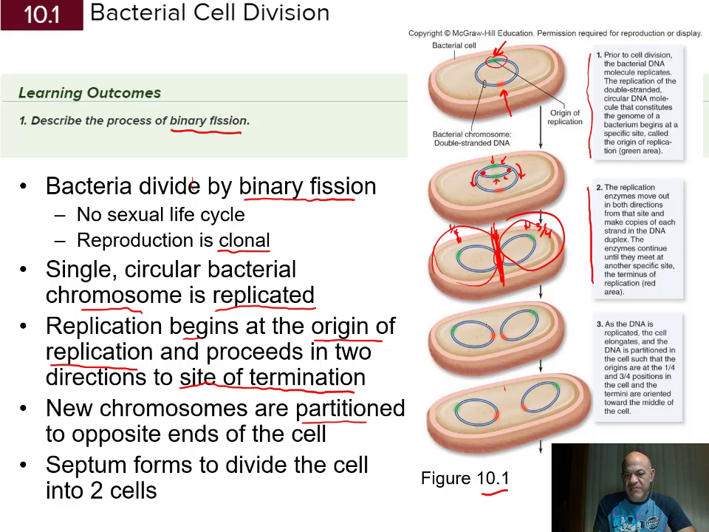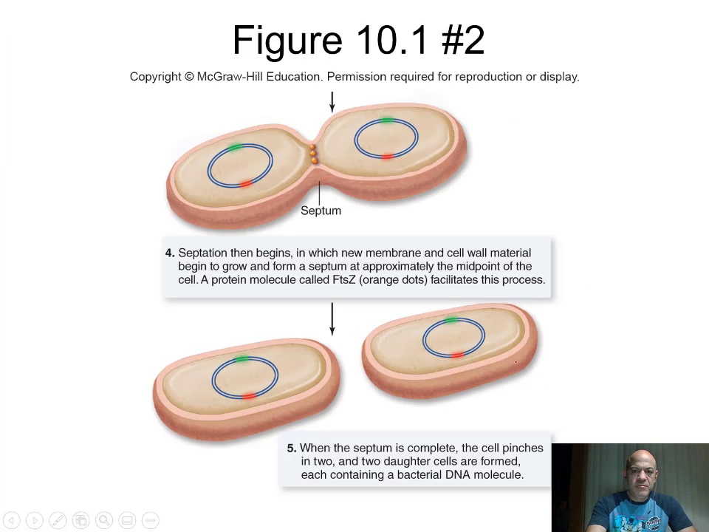So as the two copies of DNA have been separated, the cell is going to elongate, and then a septum is going to form in a process called septation. And at this point here, you're going to have some proteins assemble. These proteins go by the name of FtsZ, and they are going to help organize this septum here. And then eventually the two cells divide in half, and this entire process is called binary fission.